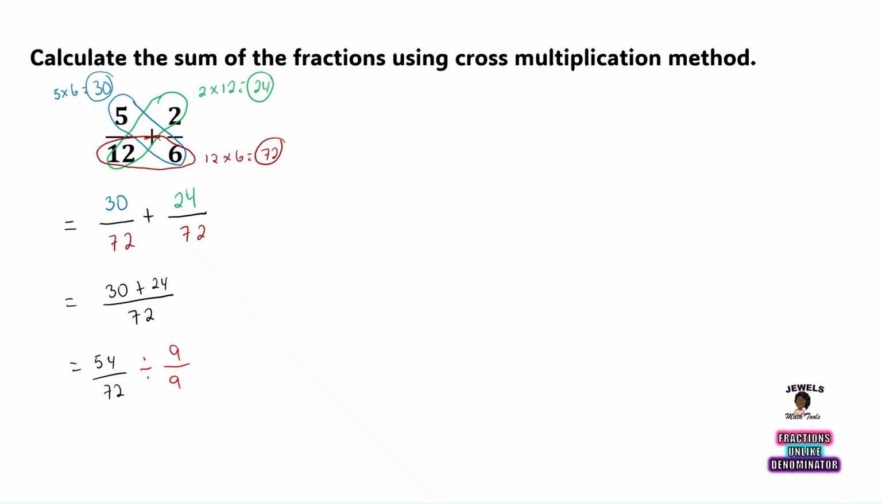I will be dividing my 54 by 9, which will equal 6. And when 72 is divided by 9, that will equal 8. Now, when looking at 6 and 8, because both of them are even numbers, I know that they are not in their simplest form, which means that I can reduce my fraction a second time by dividing both numbers by 2. So 6 divided by 2 will equal 3, and 8 divided by 2 will equal 4.